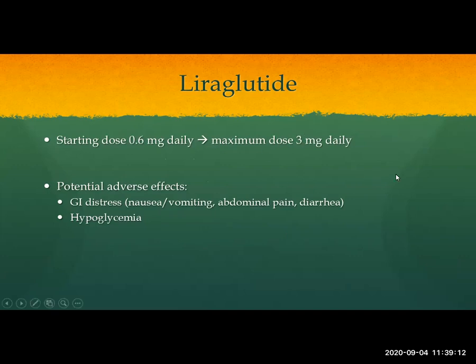The starting dose is 0.6 milligrams daily, and the maximum dose is 3 milligrams. Potential side effects include GI side effects, very similar to metformin. And then hypoglycemia, because it directly affects insulin secretion, that's why this medication can be linked to hypoglycemia.